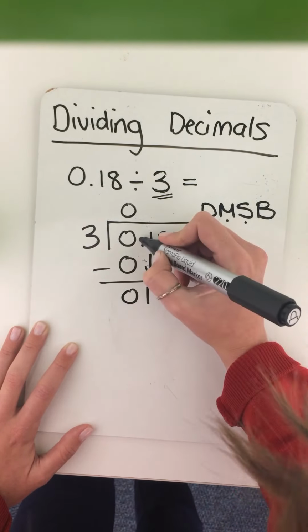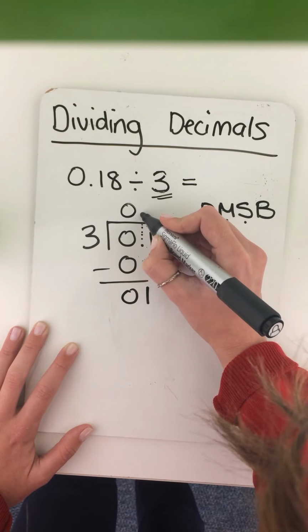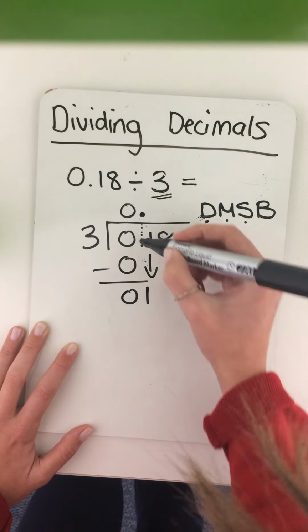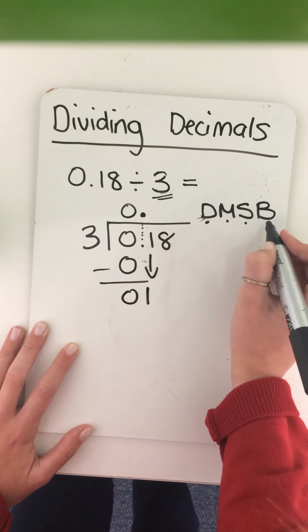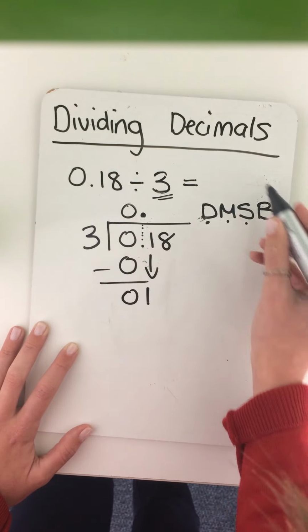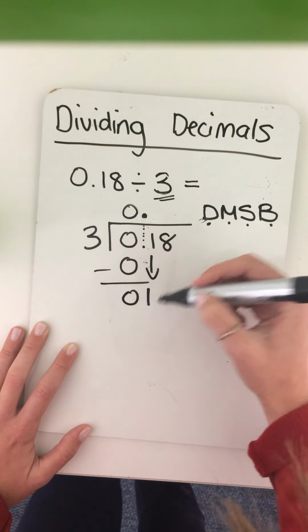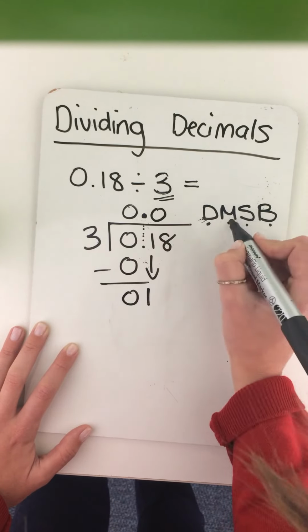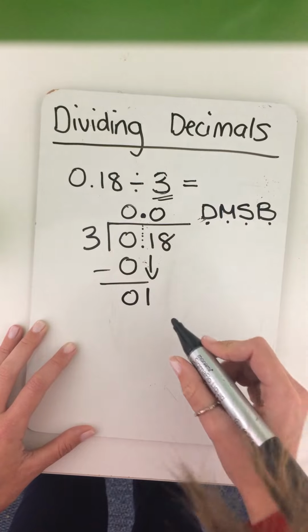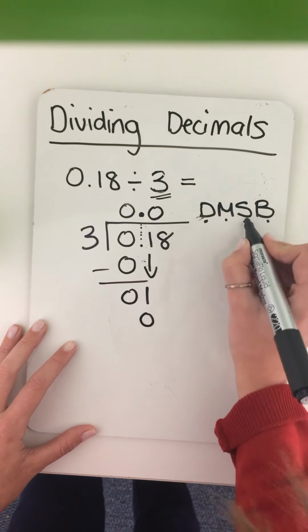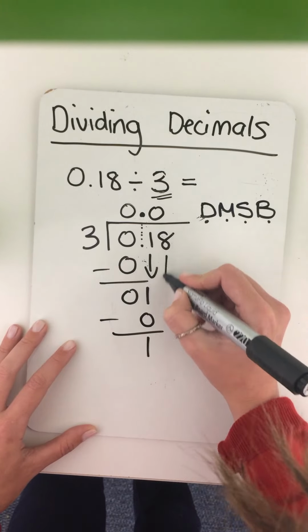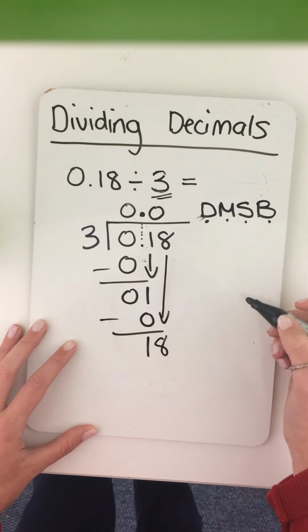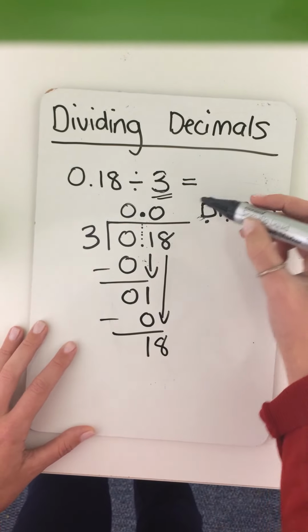Now, my decimal point always has to be in line, so I'm putting it on top now because it's the decimal point's turn to go on top. I've brought down my 1 and I'm bringing it on back to the divide. 3 into 1 goes 0 times. Multiply. 3 times 0 is 0. Subtract. 1 minus 0 is 1. Bring down my 8. Bring it on back to the divide.